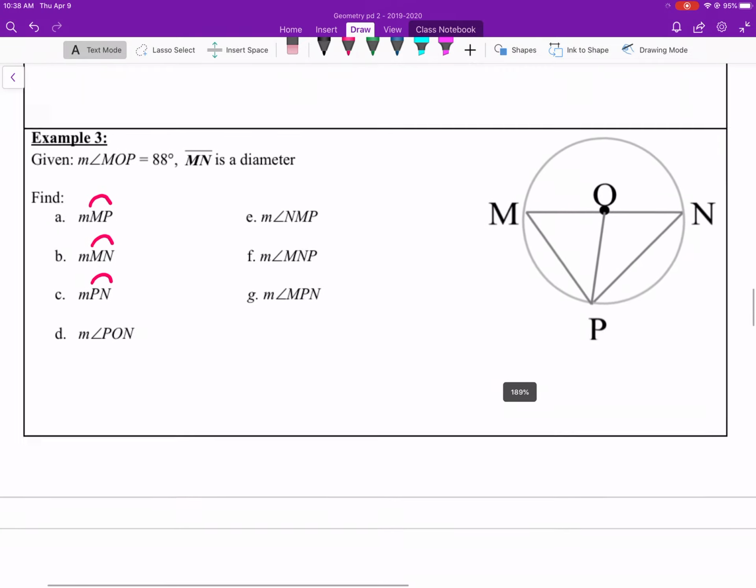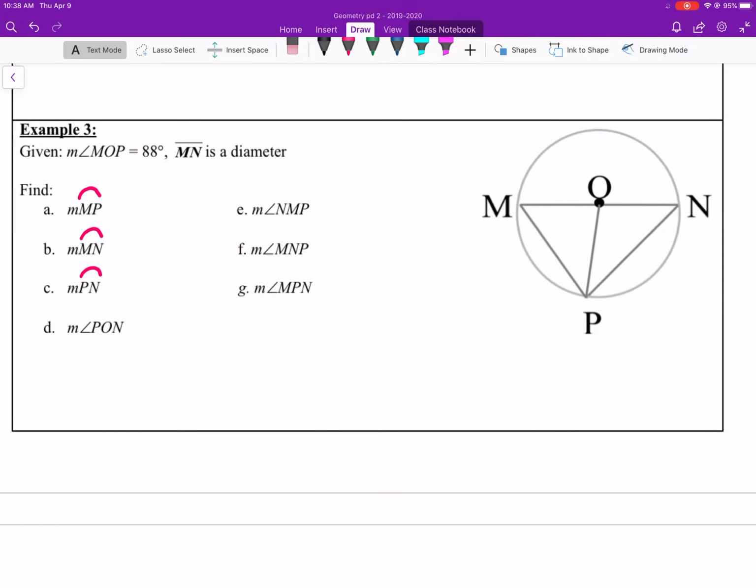All right, next, given the measure of angle MOP is 88 degrees. MN is a diameter. Remember, that's important because that splits up the circle in half. I'm saying MN is a diameter, so we know the arc there would have to be half the circle, 180 degrees. Remember, a diameter splits the circle into two equal parts. I'm not even going to look right now at what they're telling me to find. I'm just going to find what I can, and we'll hopefully accomplish the goal here.